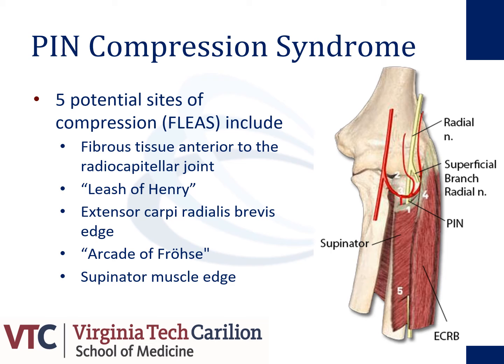Identical to radial tunnel syndrome, PIN compression syndrome has 5 potential sites of compression, which is represented by the mnemonic FLEAS, standing for F, the fibrous tissue anterior to the radiocapitellar joint, L for leash of Henry, E for that leading edge of the ECRB, A for the arcade of Frosch, which is the proximal edge of the superficial portion of the supinator, and S for the distal aspect of the supinator.